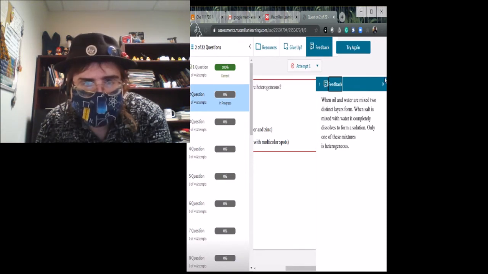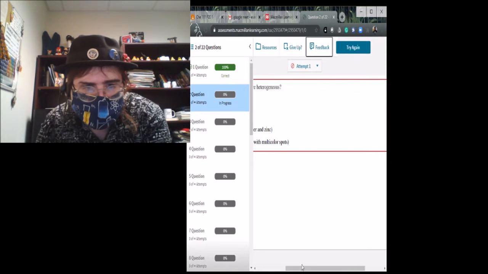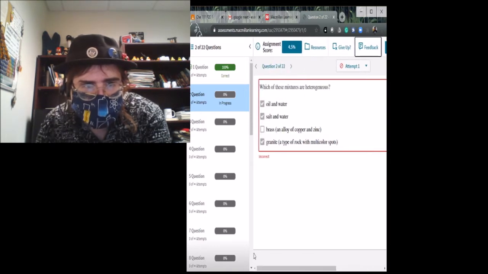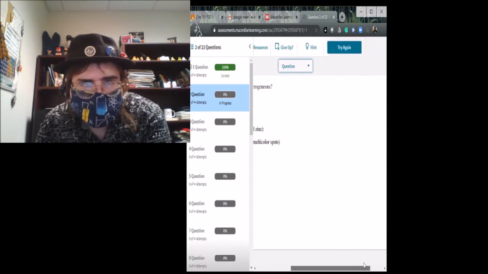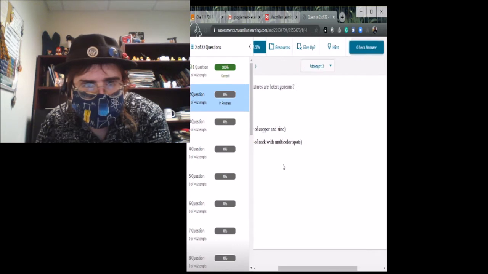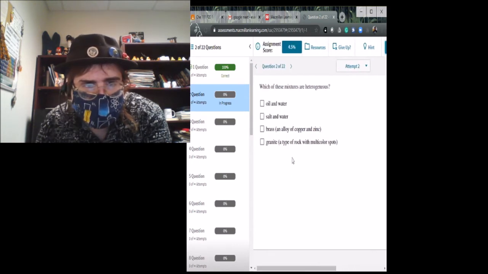So I'll try this. You can always get a hint. Heterogeneous mixtures have non-uniform colors. Check answer. And if you get it wrong, it'll give you feedback. When oil and water are mixed, two distinct layers form. When salt is mixed with water, it completely dissolves. Only one of these mixtures is heterogeneous. So it usually gives you some feedback.